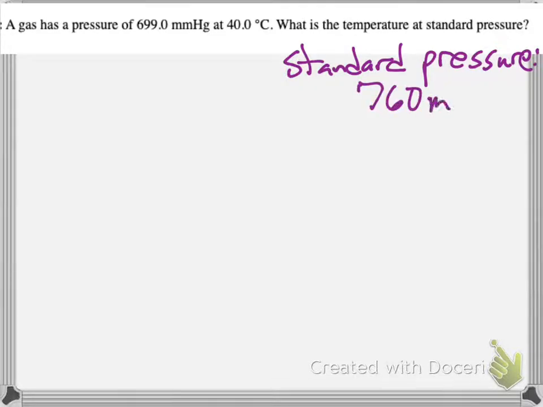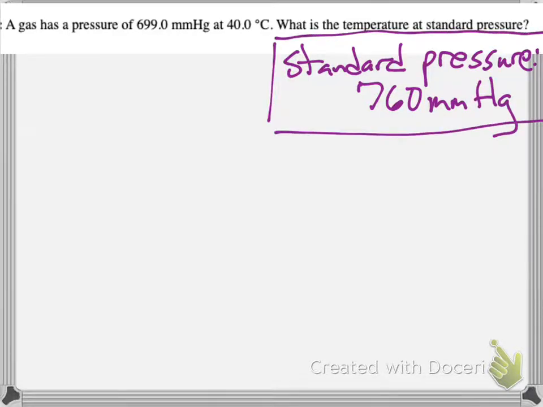The standard pressure is 760 millimeters of mercury, which also happens to be equal to 1 atmosphere of pressure. It's normal atmospheric pressure. So I'm going to go ahead and put that in a box up here to separate it, and then we're going to talk about the equation that we use for Gay-Lussac's law.